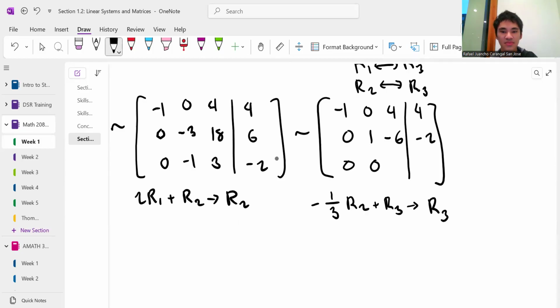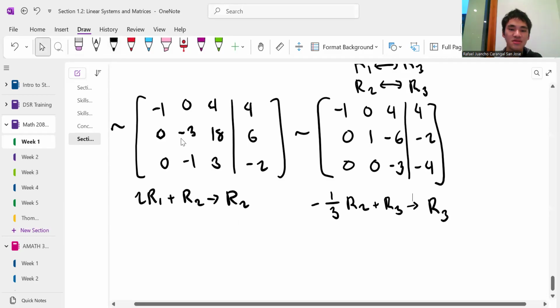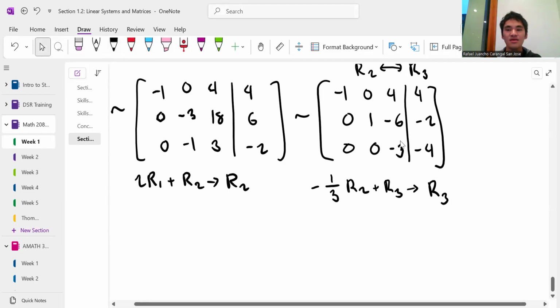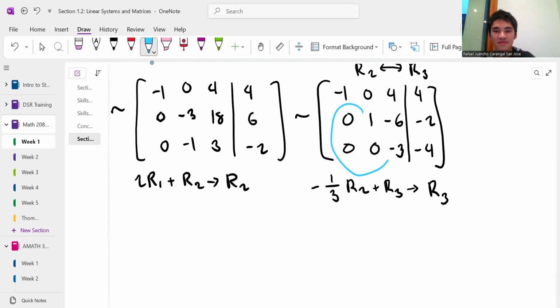1 minus 1 is 0. 18, or no, -6 plus 3 is -3. Is that right? Yeah. -2 plus -2 is -4. Yeah, I'm going to leave this as it is because it's nicer. Could put it back to here, but this one's nicer. Now we have it in row echelon form, right? Now I can safely back substitute.